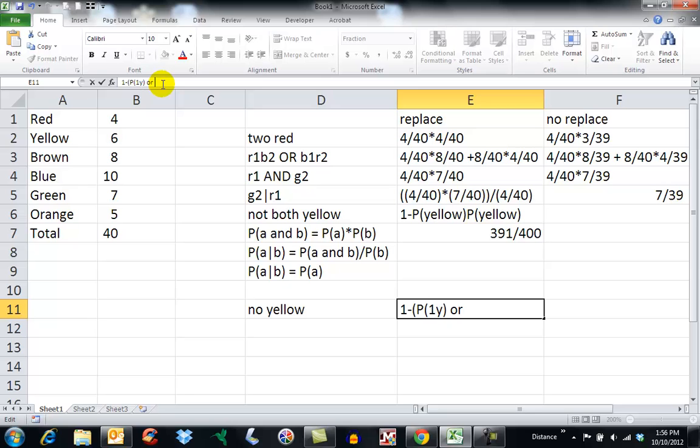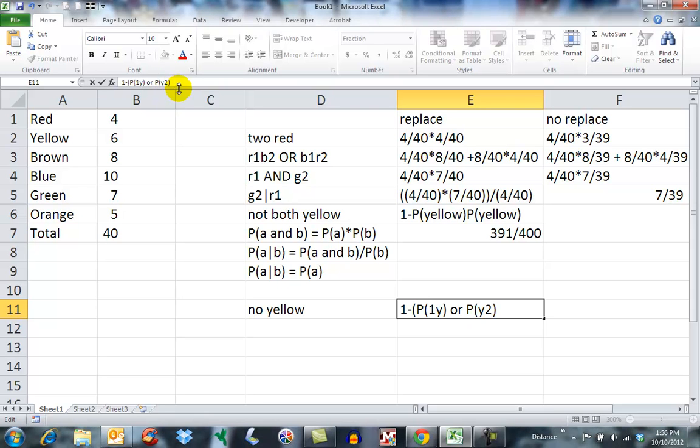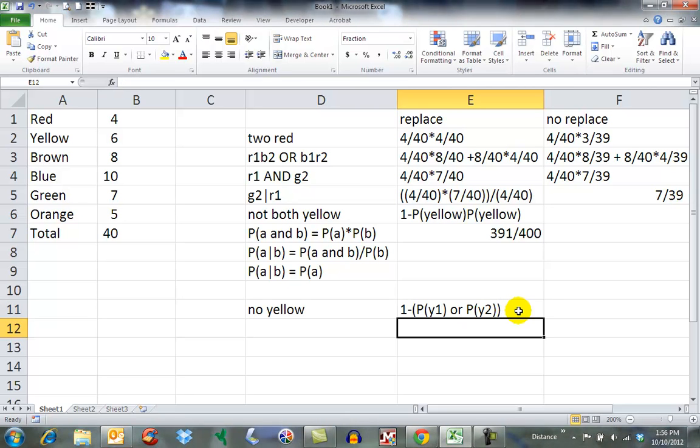or the probability of y2. Helps to put things in the right space, doesn't it? y1 or y2, which we could figure out. So what you have to do when you're doing probability problems is read what they're asking for. That's the big thing, is read what they're asking for.